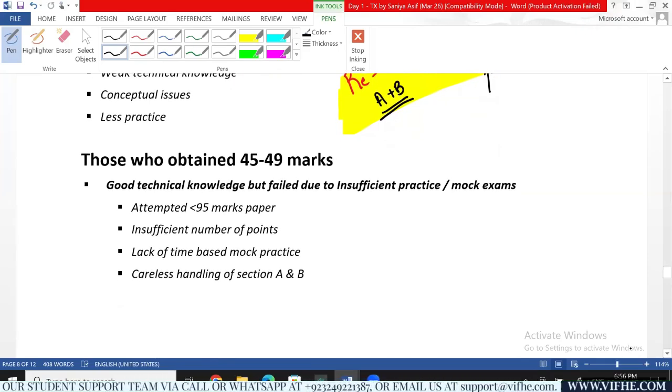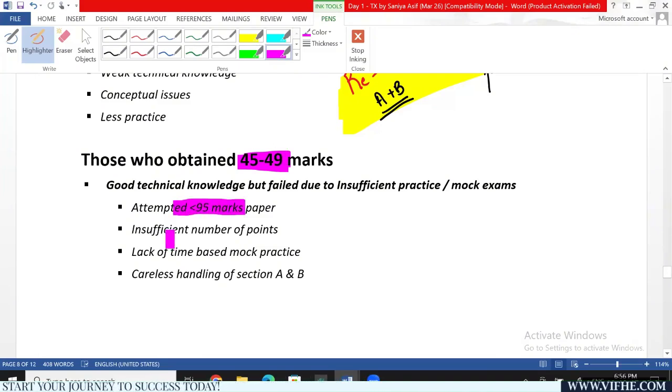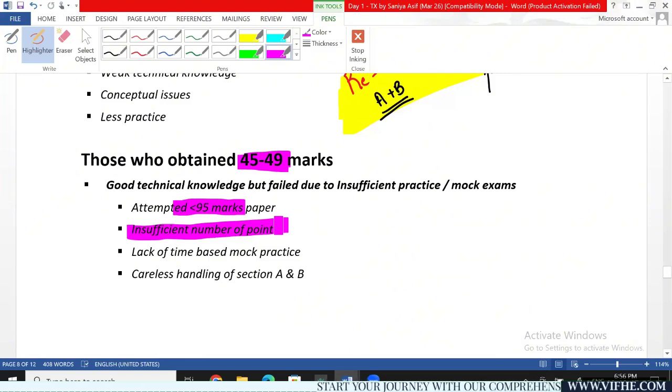And for those students who are going to resit the TX exam once again, and previously they had secured between 45 to 49, that suggests that their technical knowledge is somehow good, but maybe they had not been able to pass their exam previously because of not attempting the paper completely. Maybe that is one thing. Maybe they did not produce sufficient numbers according to the marks associated with the requirement. Maybe they did not focus on the verbs. So there are trivial, minute issues which are associated with such students who unfortunately couldn't make it previously.